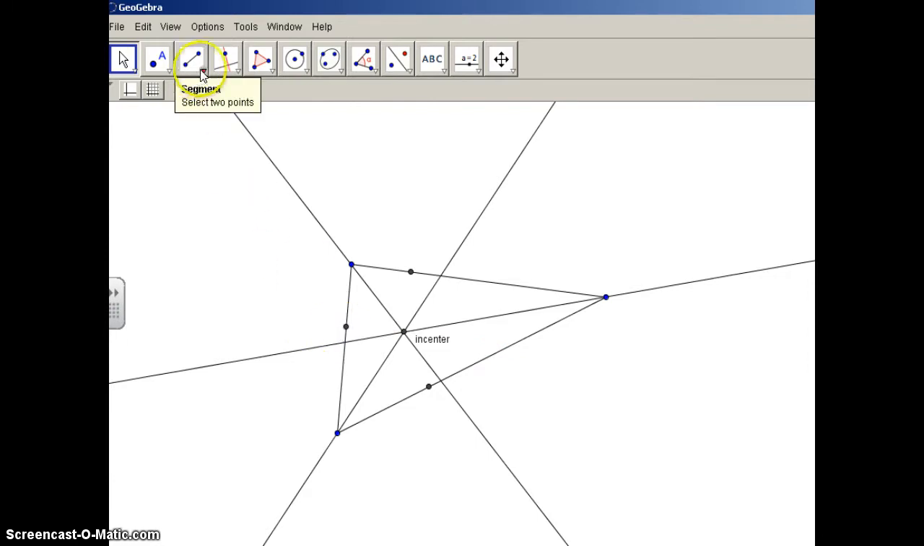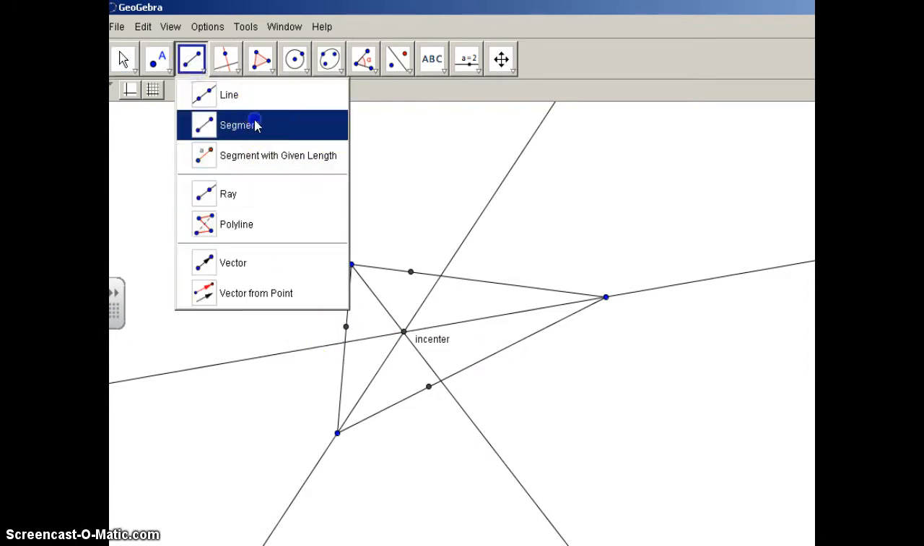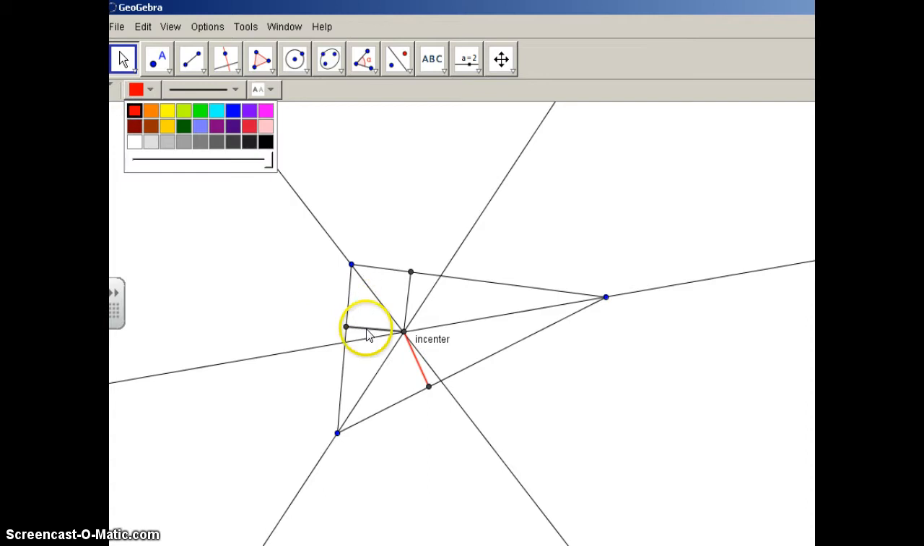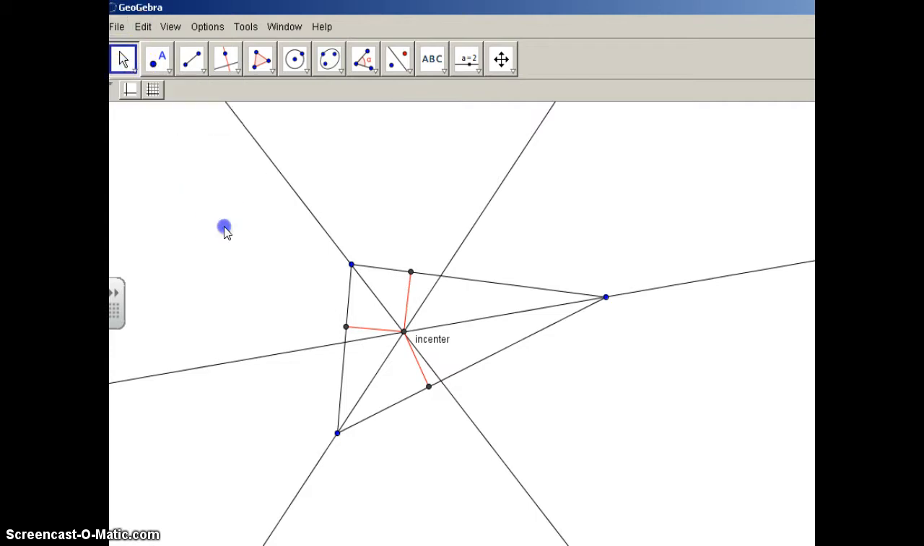Okay, so there's my perpendicular, the points that I used, right? So here's perpendicular, here's perpendicular, and here's perpendicular. And let's change those perpendicular distances to red. Just trying to make it visually better for you guys to see what's happening. Okay, so my red segments are my distances from the incenter to the side of the triangle.